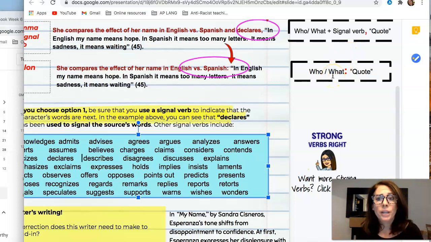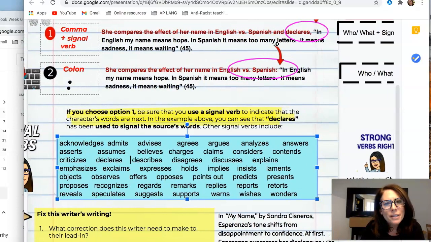And the other way to do it is who and what, she compares her name, colon, and then quote. This is new. It's very technical, right? This is a technical thing. And having things that are technical, that are done well, like this in your essay, will bump your essay up. Because then it will be very clear to the reader, and they're not going to have questions, and they can just flow right into your reasoning.